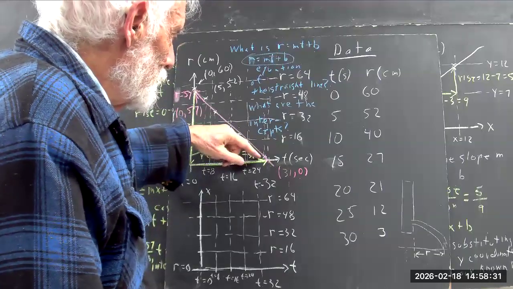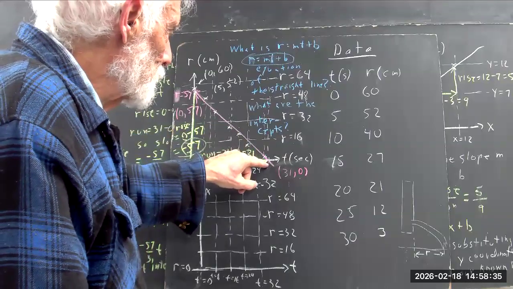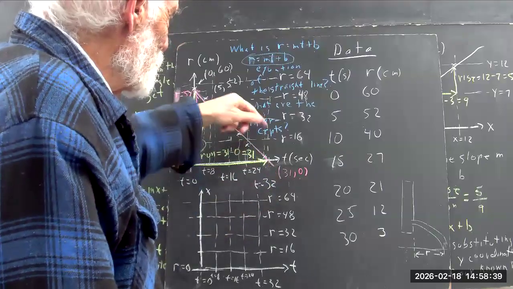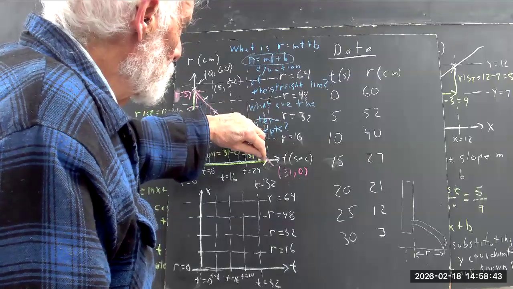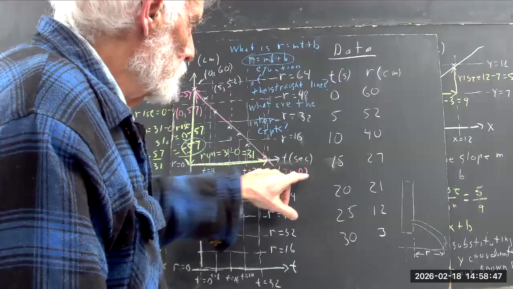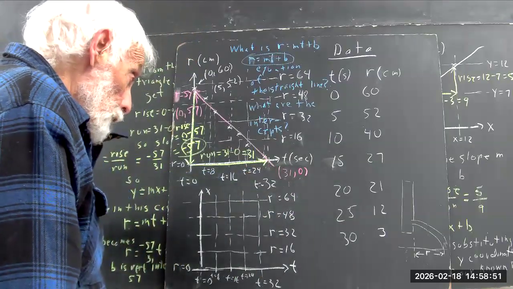But the line pretty much almost goes through that point, and then it hits the t-axis about here, which is, well, here's your t equals 32 line. Here's your t equals 30 line. It looks like 31. So it looks like this point is (31, 0). Okay. Now we want to find the slope.